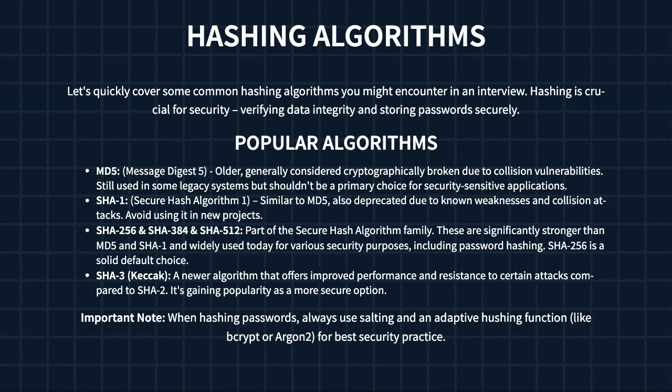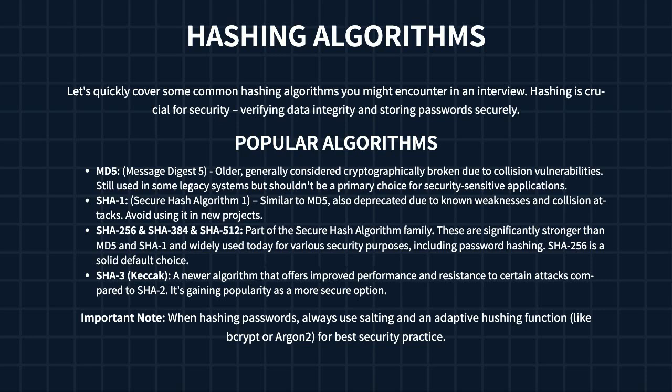Okay, let's talk about hashing algorithms. Hashing is like creating a unique fingerprint of data. It's super important for making sure things haven't been tampered with and also for securely storing passwords. We have several common ones out there. You'll probably hear about MD5 and SHA-1, but honestly, they're getting old news. They aren't as secure as we need them to be today.